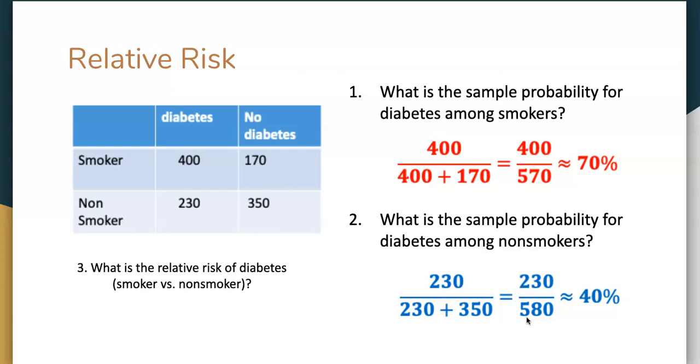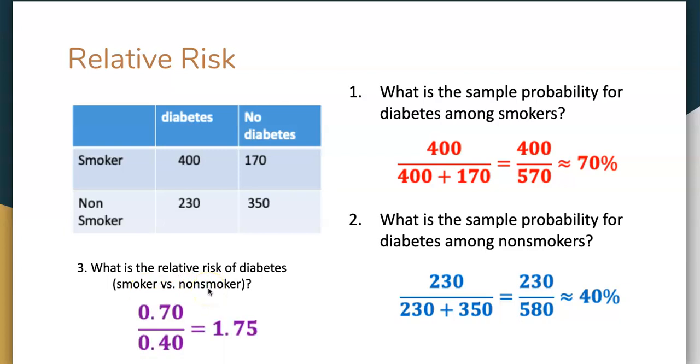Now these two are different numbers, right? So what can you tell? At least in this sample, we had more people with diabetes among smokers. So the last question, here you go, is called relative risk. What is the relative risk of diabetes, smokers versus non-smokers? And this is how you calculate this. Take the number that you got from smokers, the answer from number 1, and divide that by the answer that you got from the non-smokers, number 2.